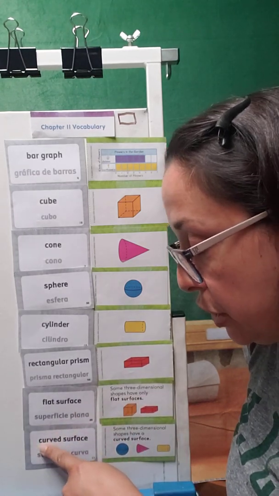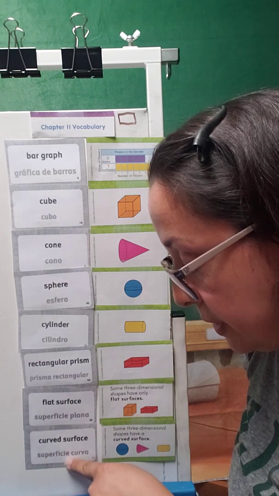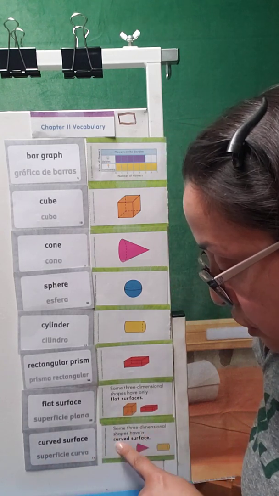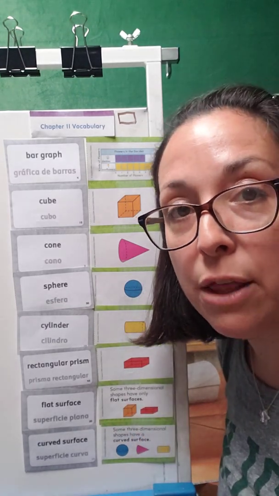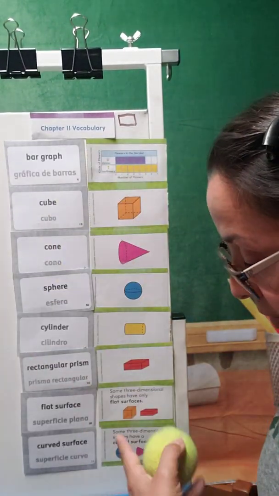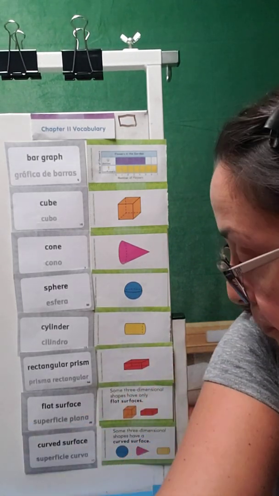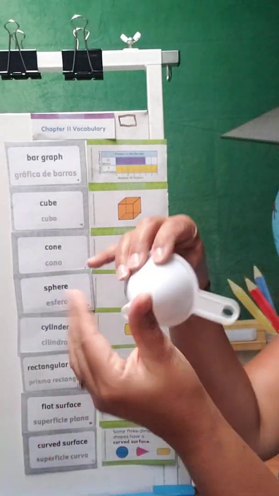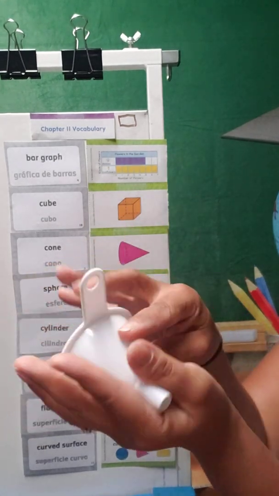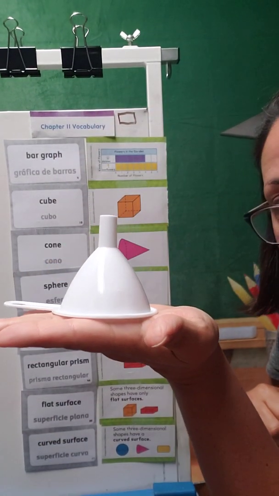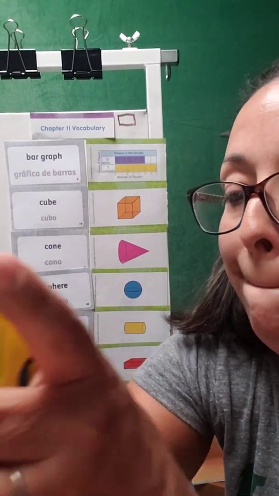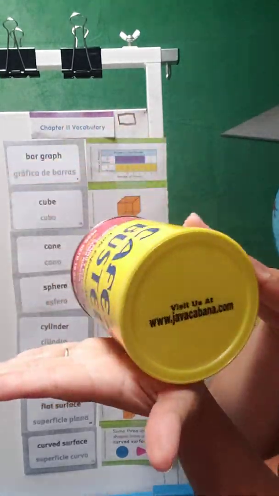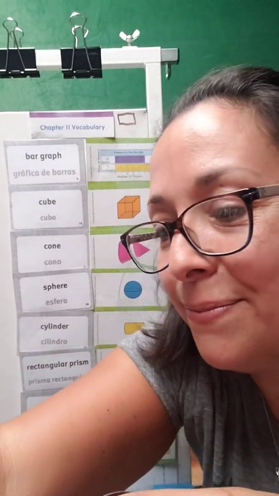That's our next word. Curved surface. Superficie curva. Some 3-dimensional shapes have a curved surface. So hay algunas que tienen los lados curvados, like a sphere. No flat sides, this will roll. Like a cone. If I put the cone like this, I could roll it. But if I put it on its flat side, I can't. So esta tiene curvada y plana. And like a cylinder, it could roll like this. Tiene esta parte curvada. But remember, it also has 2 flat sides.